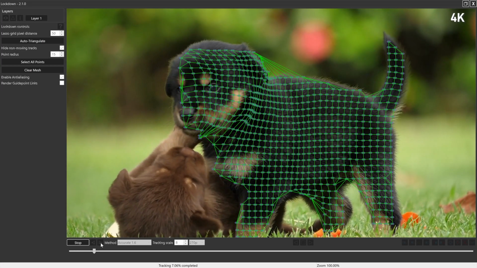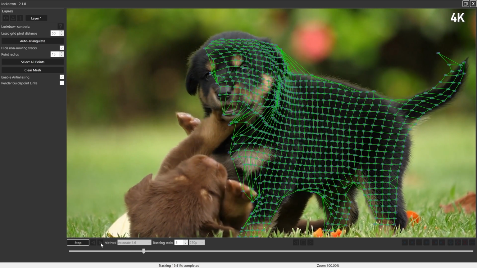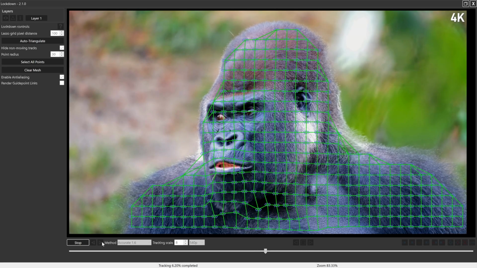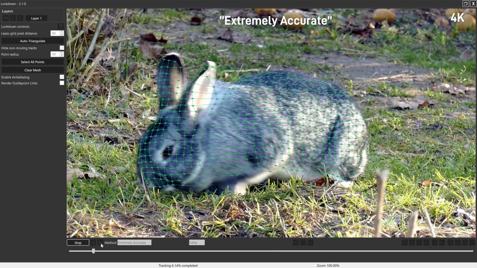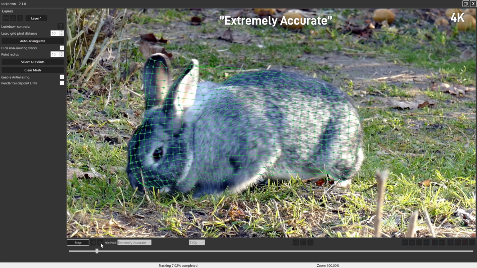Our latest update optimizes 4K tracking. All of what you're seeing is shown here in real time, 4K off of my laptop. There are now two tracking modes. The first is our faster tracking mode, accurate 1.6, which you're seeing here. The second is our new extremely accurate tracking mode, which is slower, but necessary in some cases.